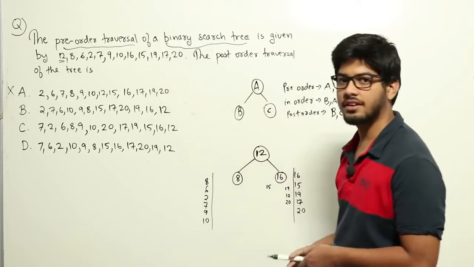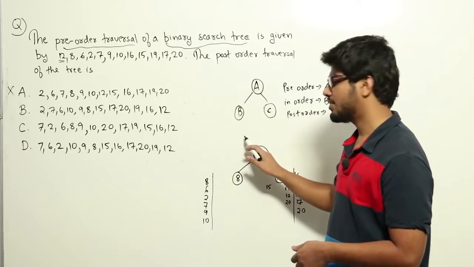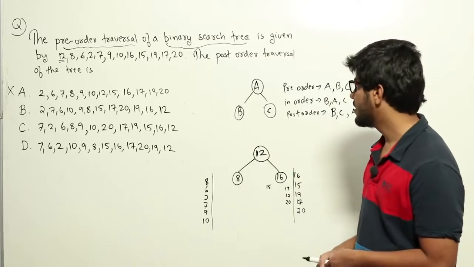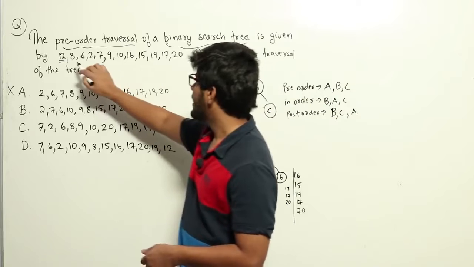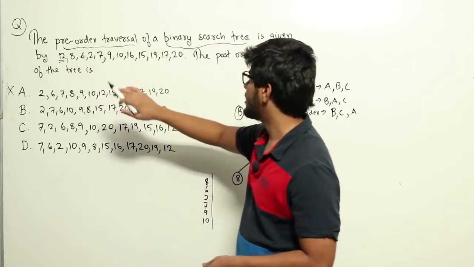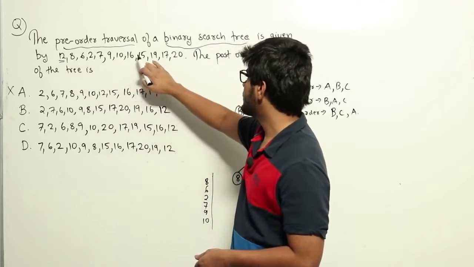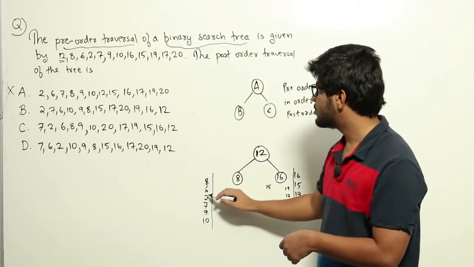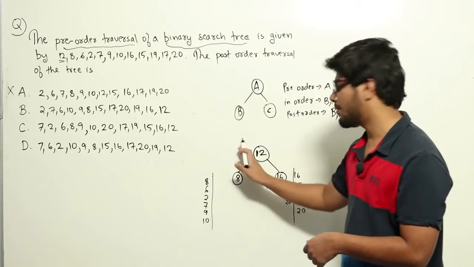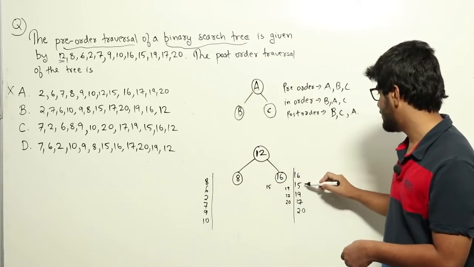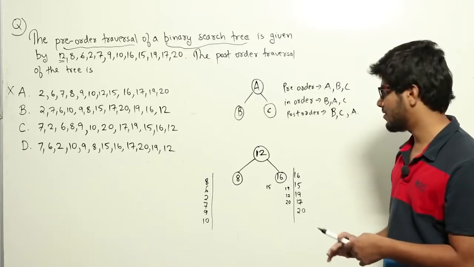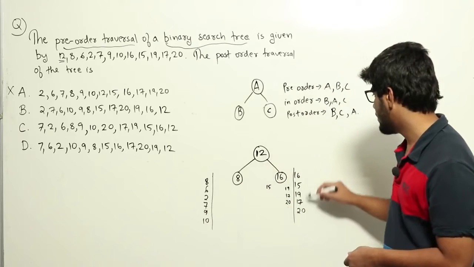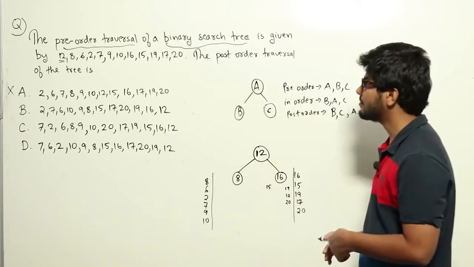It is a binary search tree, meaning all numbers less than 12 should appear to the left side of 12 and all numbers greater than 12 should appear to the right side of 12. Now in the question, 8, 6, 2, 7, 9 and 10 are less than 12, and 16, 15, 19, 17, 20 are greater than 12, right? Which means that 8, 6, 2, 7, 9 and 10 will appear to the left side of 12, and 16, 15, 19, 17, 20 should appear to the right side of 12, meaning the left subtree of 12 will be made up of these numbers and the right subtree of 12 will be made up of these numbers.